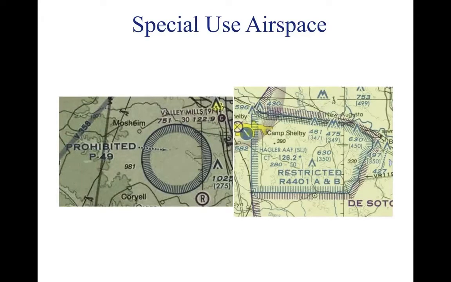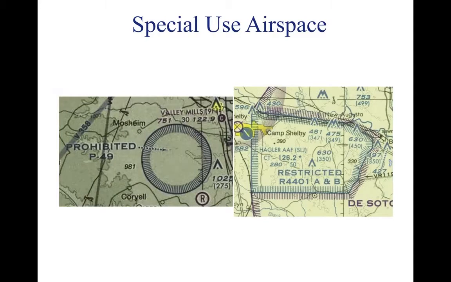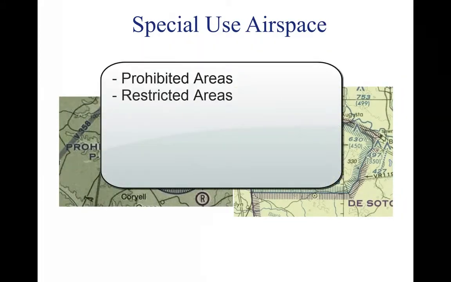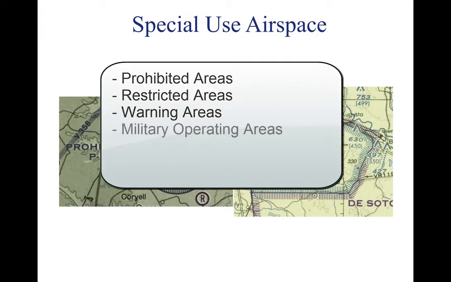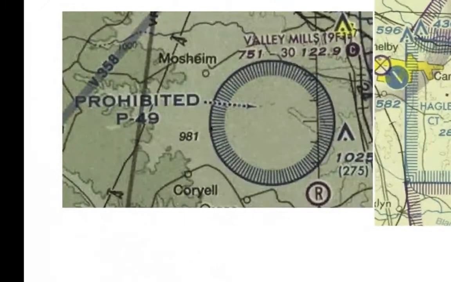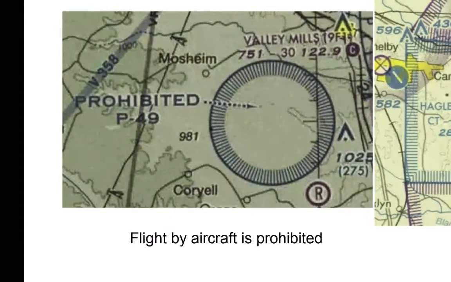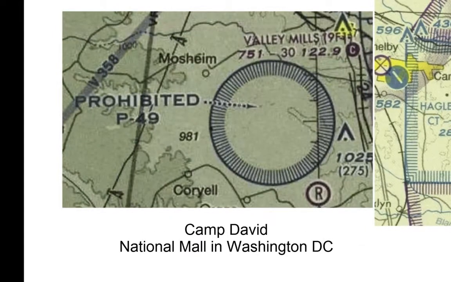Special use airspace is any airspace where certain activities must be confined, or where limitations may be imposed on aircraft operations that are not part of these activities. These can include prohibited areas, restricted areas, warning areas, military operating areas, alert areas, and controlled firing areas. The picture on the left illustrates a prohibited area. These are areas where flight by aircraft is prohibited. These can be established for security or national welfare reasons. Some examples are Camp David or the National Mall in Washington, D.C.